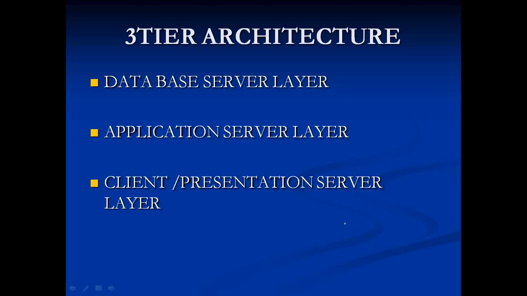Okay, client-to-server technology means we have some servers and we have some clients. The clients and servers are both computer systems from the hardware perspective. But the servers have a large storage capacity and the clients have a small storage capacity. Under the 3-tier architecture, we have 3 types of servers. Number 1, database server layer. Number 2, application server layer. Number 3, client or presentation server layer.